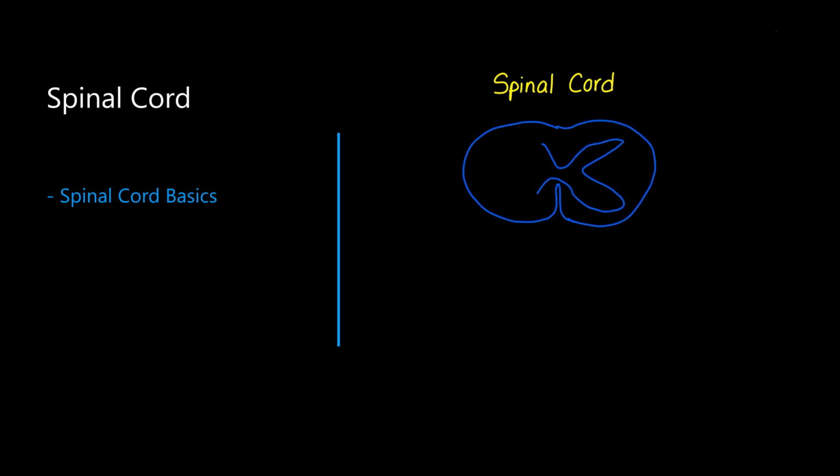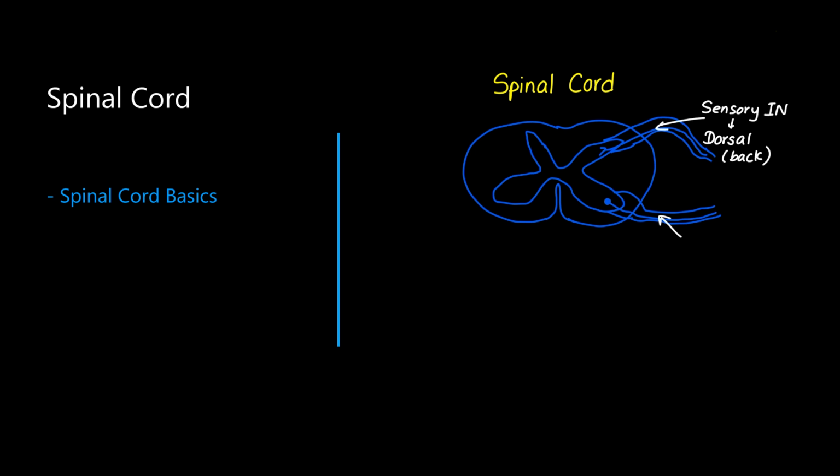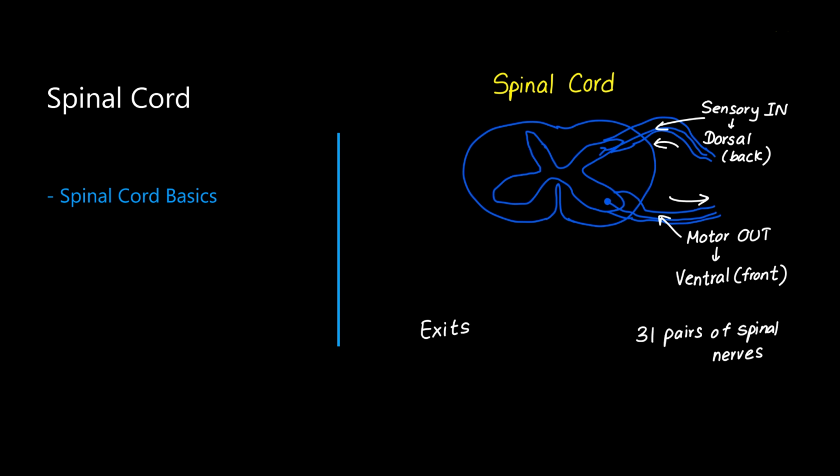The spinal cord exits the skull through the foramen magnum and runs through the vertebral column. It has 31 pairs of spinal nerves. Sensory fibres enter through the posterior dorsal roots. Motor fibres exit through the anterior ventral roots. A memory trick for this is that sensory is dorsal and motor is ventral. Dorsal is the back, ventral is the front.